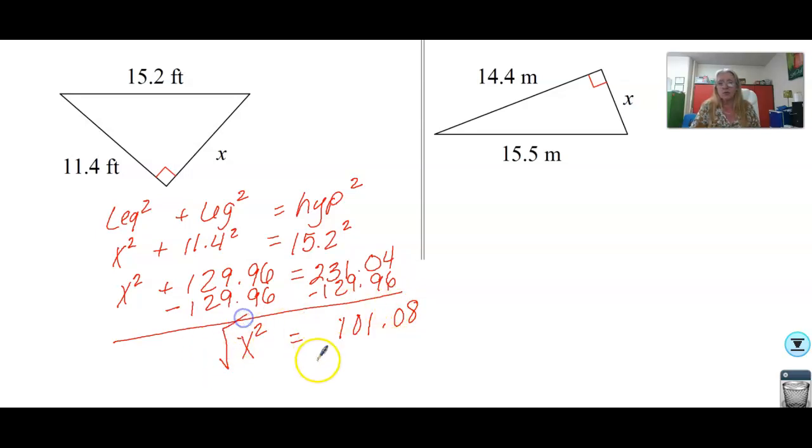Now, we want to do the square root of both sides to find out what x is. And second, square root 101.08. Now you can round, okay? I've got 10.05, okay? 10.05, the 5 rounds up and gives me 10.1.